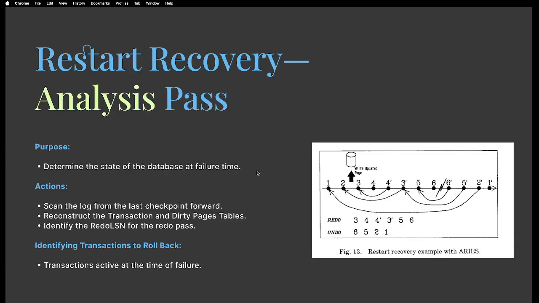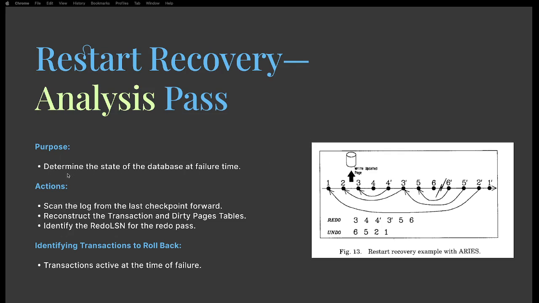So the first thing is the restart, recovery, and analysis pass. The analysis pass is the first phase of recovery in ARIES, right? It scans the log starting from the last checkpoint to reconstruct the transaction and dirty pages tables. Secondly, it identifies which transactions were active and which pages were dirty at the time of the crash. So what we do is determine the starting point for the redo pass.